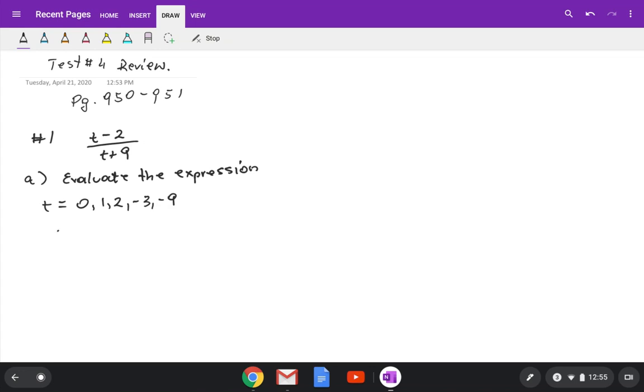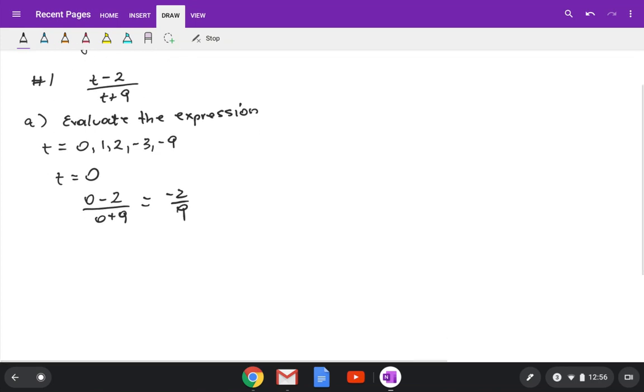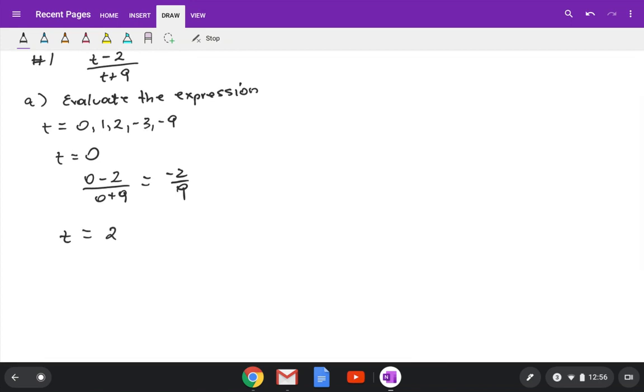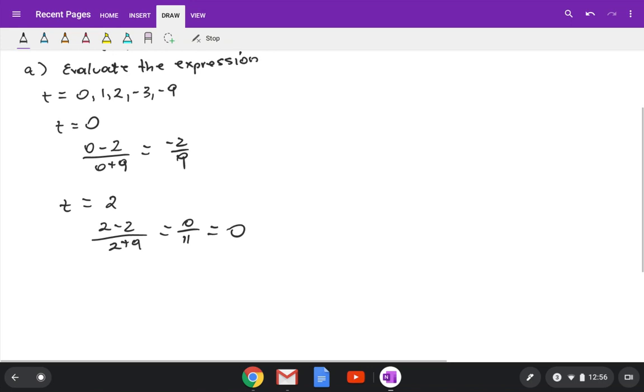Okay, when t is equal 0, you're going to plug in 0 for t. So we'll have 0 minus 2 over 0 plus 9, and we're getting -2 over 9. Okay, let's say when t is equal 2, you're going to do the same thing. You're going to replace t with 2. So we have 2 minus 2 over 2 plus 9, and we're getting 0 divided by 11, which is 0. And I will do one more.